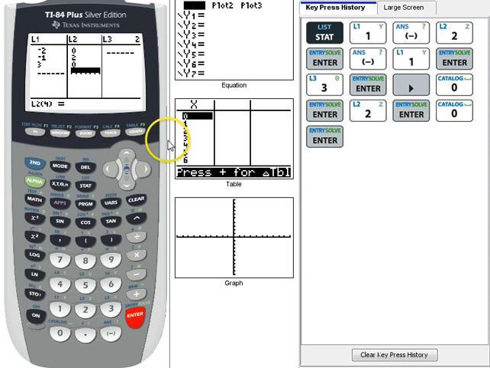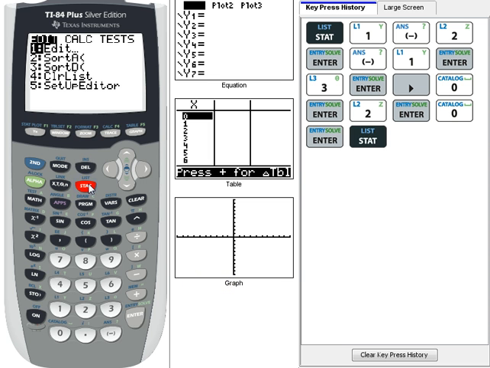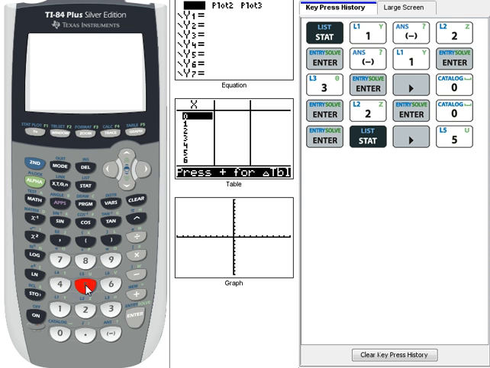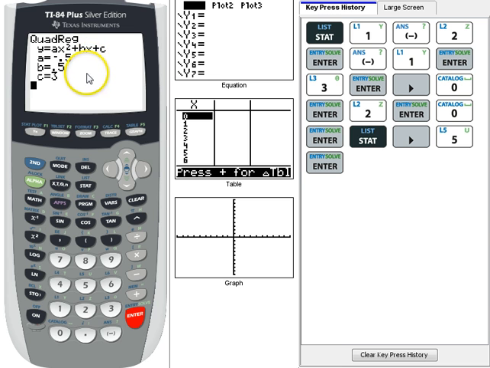And then we want to hit the Stat button, move over to Calculate, and then choose the 5th option, the Quadratic regression. And then hit Enter. Then you have your equation. In the form y equals ax squared plus bx plus c, we have a equals -0.5, b is 0.5, and c is 3.